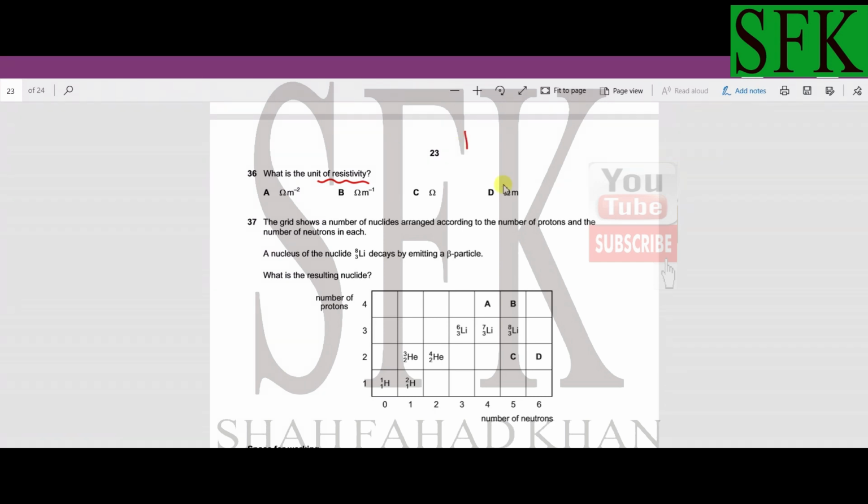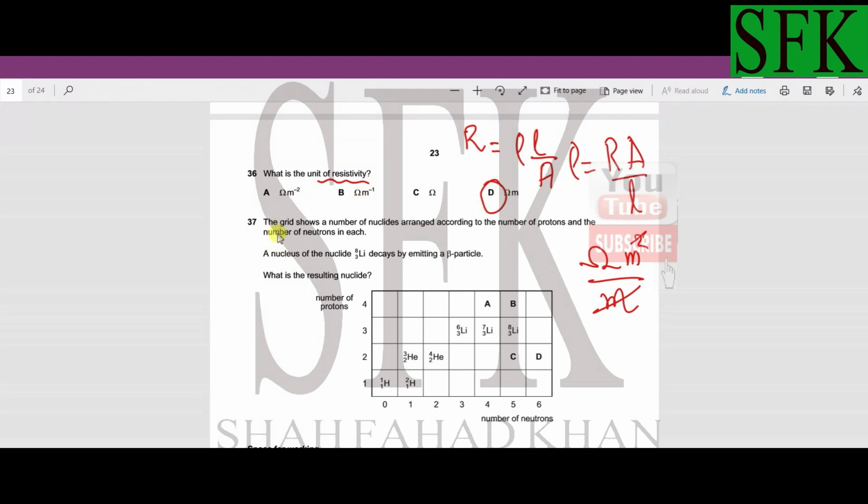For this MCQ, all you need to know is the basic formula of resistance. Resistance is equal to rho L upon A, where rho represents the resistivity. Just rearrange it and make rho the subject, and it becomes RA upon L. R's unit is ohm, area's unit is meter squared, and length's unit is meter. So meter squared gets cancelled out, and ohm meter is the correct answer.